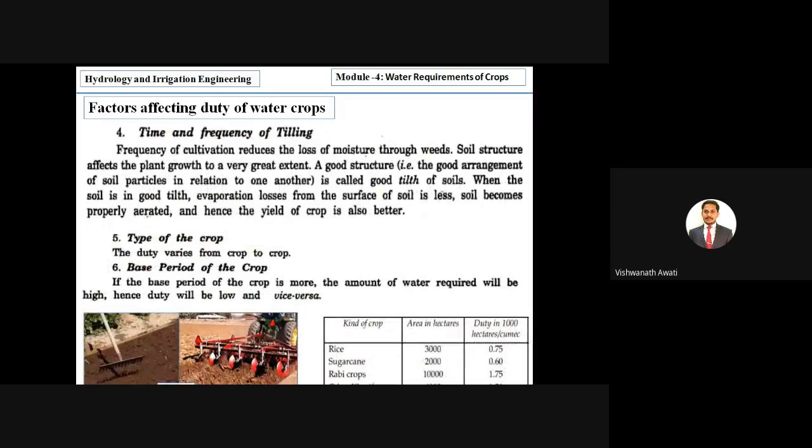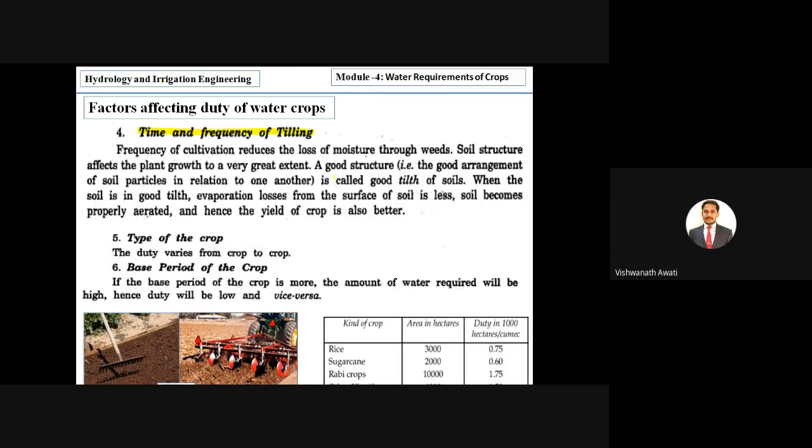Next, fourth method, time and frequency of tilling. Frequency of cultivation reduces the loss of moisture through weeds. Soil structure affects plant growth to a very great extent. A good structure, that is, a good arrangement of soil particles in relation to one another, is a good tilth of soil.